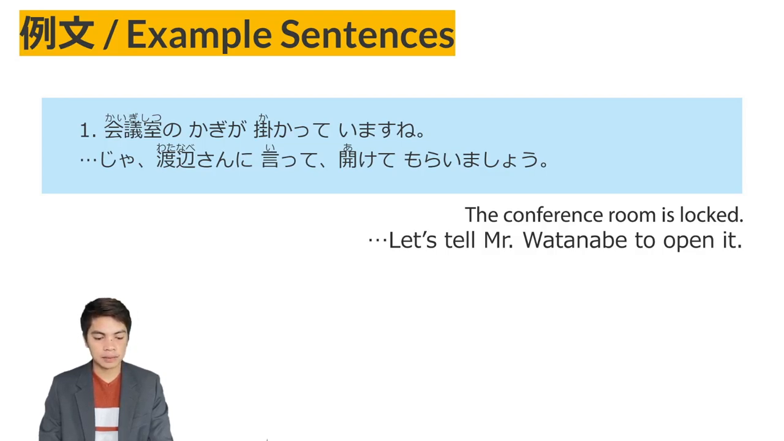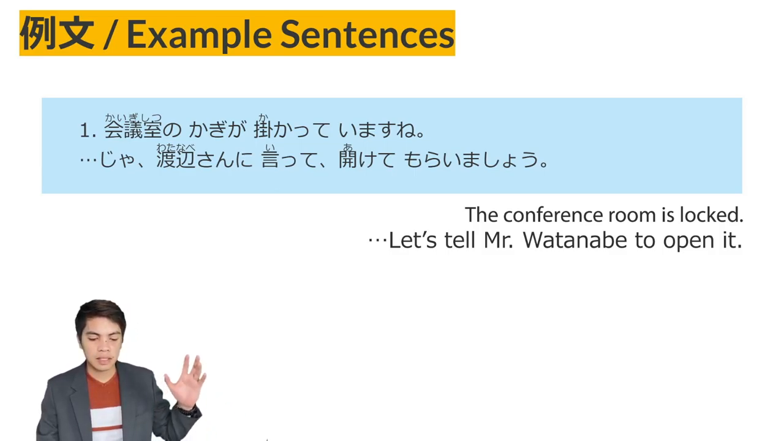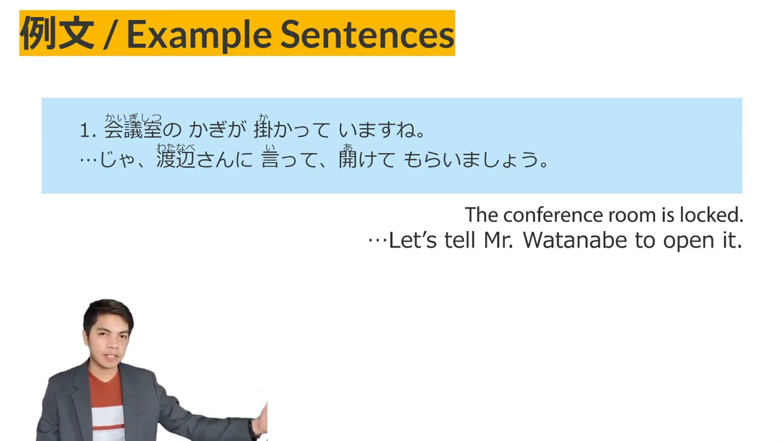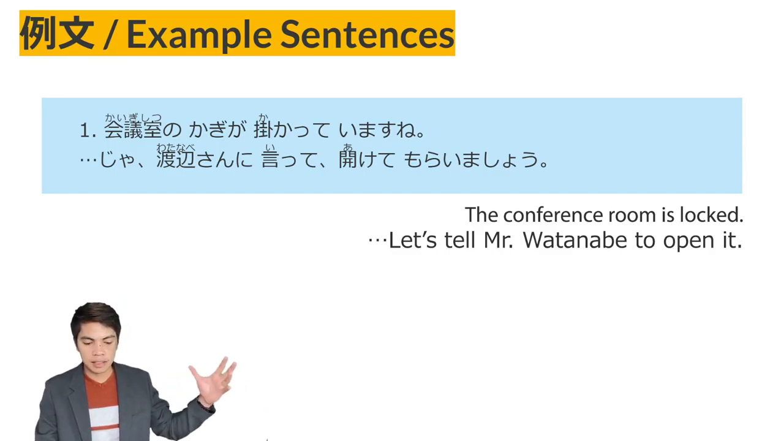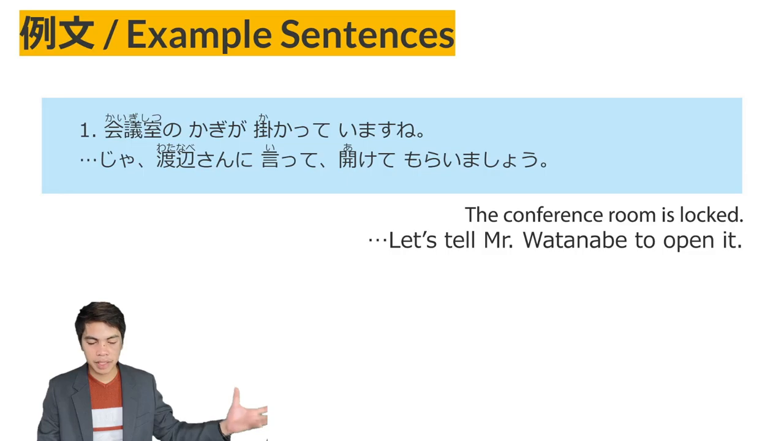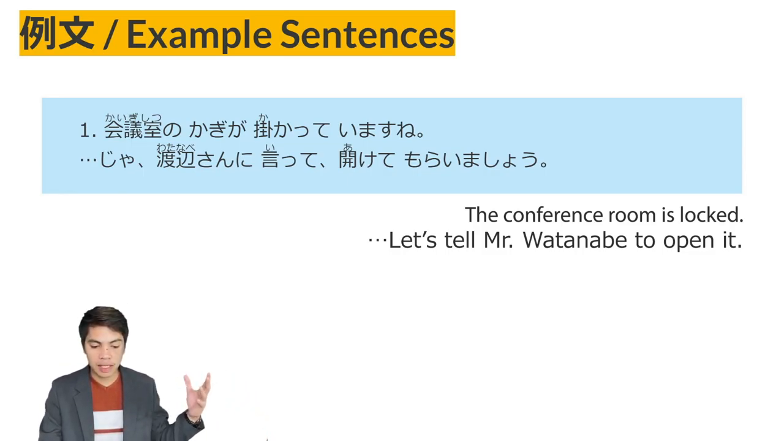Example sentence number 1. Kaigishitsu no kagi ga kakatte imasu ne. Kaigishitsu no kagi, the key to the meeting room. So this will mean the door is locked. Kagi ga kakatte imasu. Ja, Watanabe-san ni itte akete moraimashou. Let's tell Watanabe-san, itte, and then akete moraimashou. The verb te moraimasu means receiving a favor from someone. Akete moraimasu, let's let him open it for us. Let's ask him to open it for us.